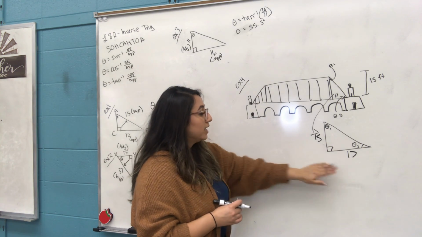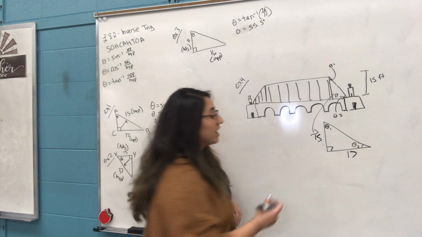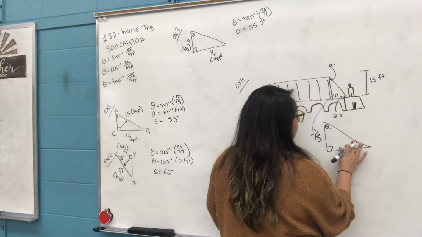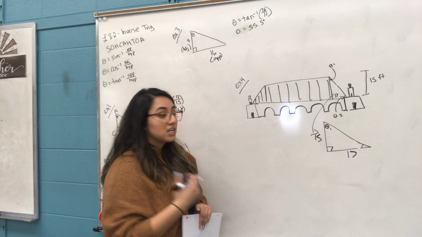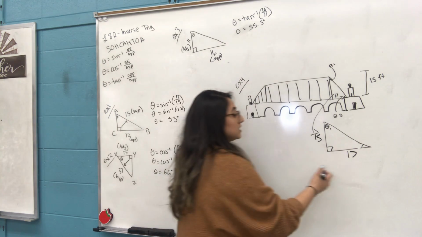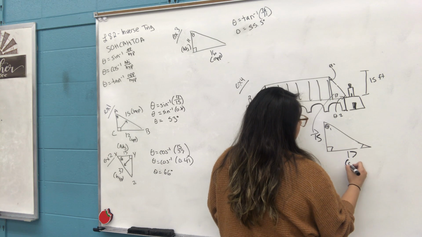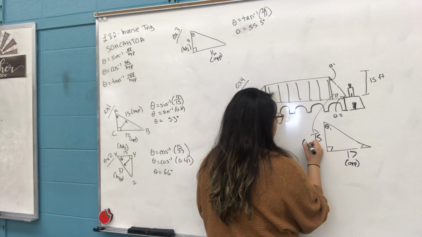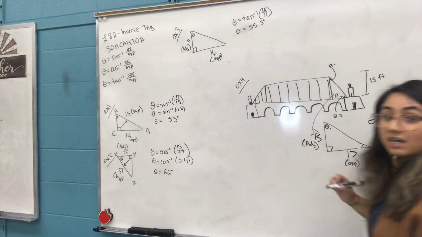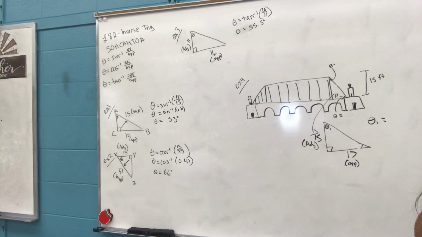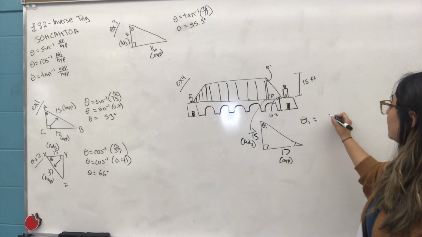So now we have 15, we have 17. We're gonna go ahead and find theta 1 first, this one here. To find the first theta, we're gonna see what trig function we need to use. 17 for theta is the opposite side. 15 is considered adjacent. So that means to find my first theta, I'm gonna use a function that has a 2, and that would be tangent.